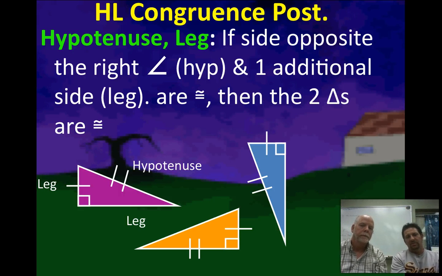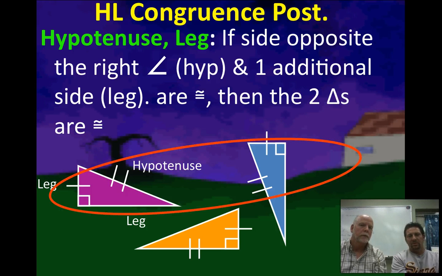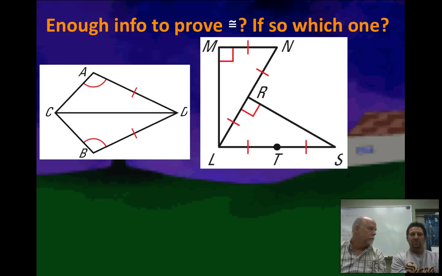So it circles the blue and the pink as being the two that are congruent. So here are some examples for that. Is there enough to prove?